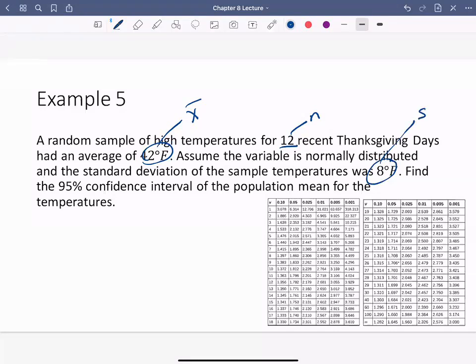And then the 95% confidence interval, if you can recall, what we need to do first is our degrees of freedom. Degrees of freedom is our sample size minus 1. In this case, it's 12 minus 1, which is 11. So we know that we're going to look at the row of 11.